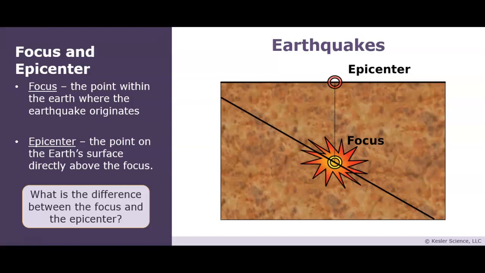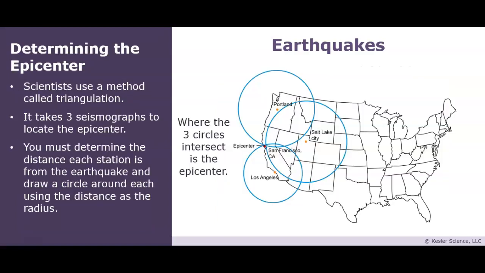All right. So the focus is where the earthquake actually happens. Nobody actually lives at the focus because it is underneath the earth, down in the ground. The epicenter is the surface of the earth right above the focus. The epicenter is what we often talk about because we live on the surface of the earth. So we tend to be a little more concerned, as general citizens of the world, with where the epicenter of an earthquake takes place.